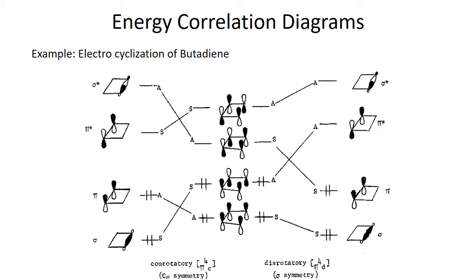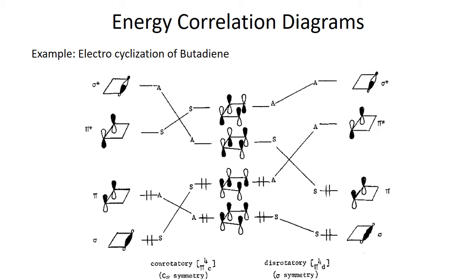Okay, on this slide, this is the further explanation of the electrocyclization of butadiene. In the energy correlation diagram, in the middle we can see the same diagram we studied in the previous slide, but what's different here is that we are going to characterize, or categorize, them according to the symmetry operations with respect to the mirror plane, or with respect to the two-fold axis of symmetry.